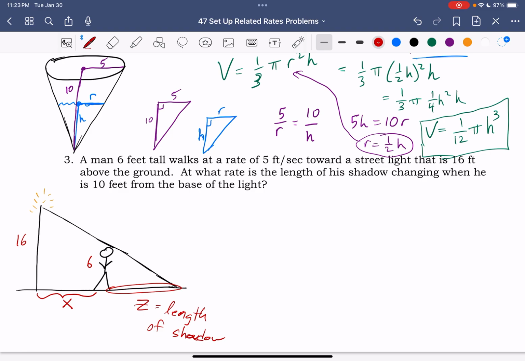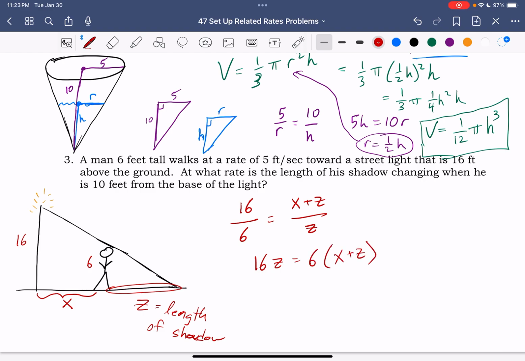And so both of those are changing. And so we can see that there's going to be some outcome, right? As we get closer, our shadow is going to either increase in length or decrease. And so I want to get a relationship between X and Z here. Once again, I can use similar triangles. And so I can compare the sides, the heights, 16 to 6, and that's going to be compared to X plus Z over just Z. Once again, cross multiply, and so I get 16Z equals 6 times X plus Z.